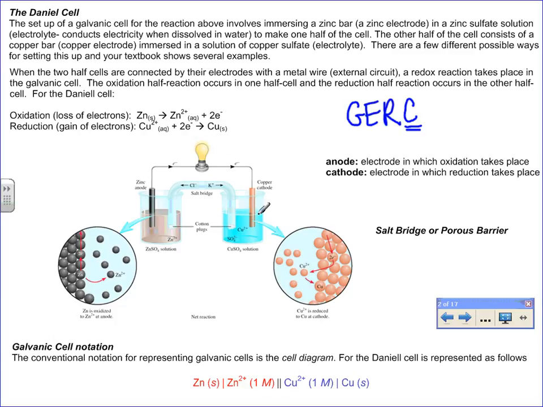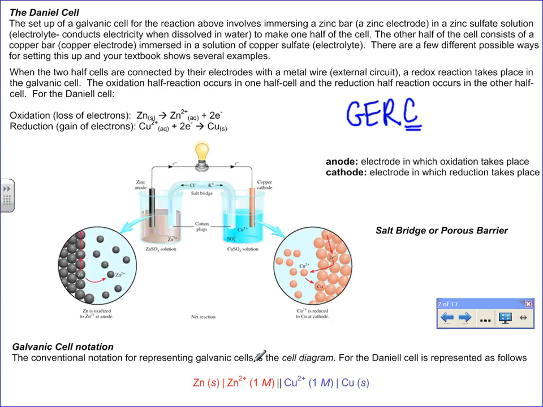the reaction ceases. Now we can represent a cell using such a diagram with the beakers and with the anodes and the cathodes, etc. But there's also another notation that we can use that's much simpler, and this is called galvanic cell notation. This notation represents this cell.